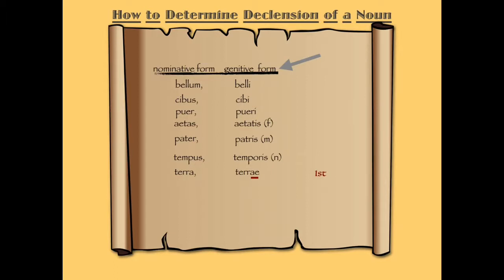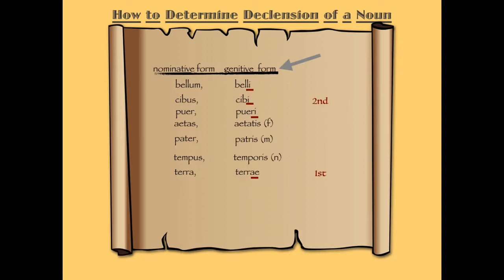Now let's turn our attention to bellum, belli, cibus, cibi, and puer, pueri. Notice that each of these nouns in the genitive form ends with the letter I. That makes them second declension. All nouns that have I on the genitive form will be second declension nouns.